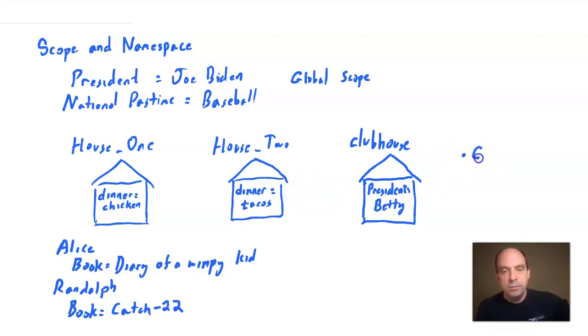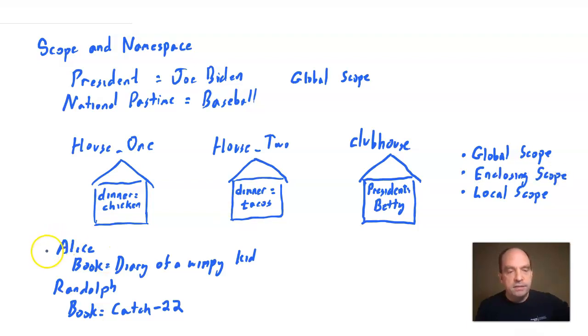So we've talked about several layers of scope. We have a global scope. In Python, those are the bindings that are defined at the module level. On the other extreme, we have local scope. Those are the variables that are defined in the context of the current function. In between, we might have something called enclosing scope.